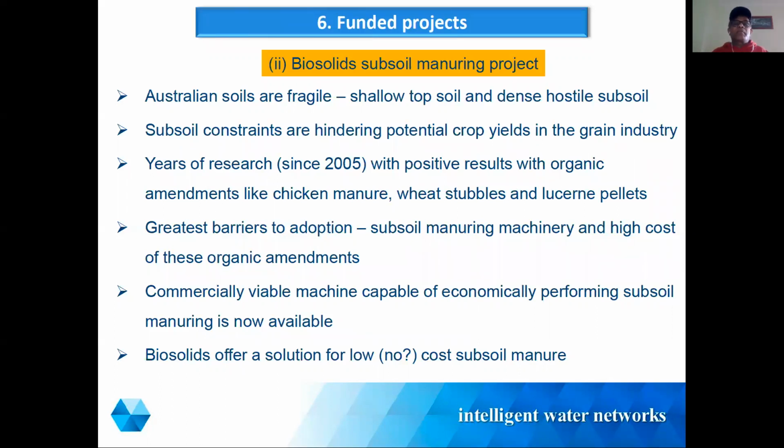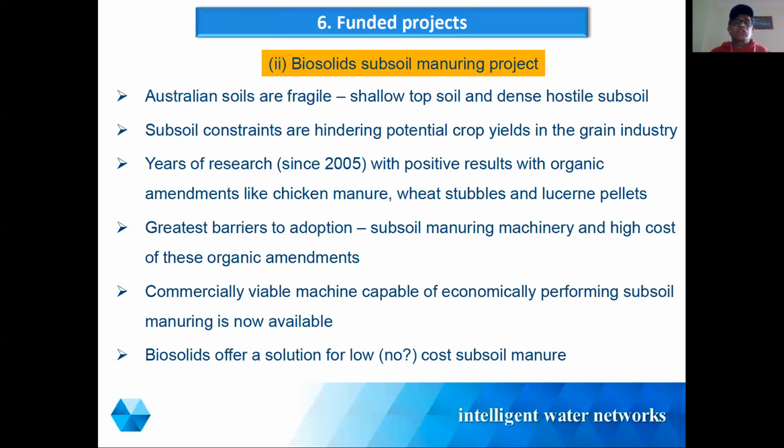This subsoil management project is something really interesting, new thinking, a new concept. Basically, it is going to help Australian soils. As you know, Australian soils are fragile. They typically have a very thin topsoil and a deep, thick, dense, very hostile subsoil. Especially in the grain industry, subsoil constraints are hindering potential agronomic yield. So there are a lot of issues with subsoil constraints.